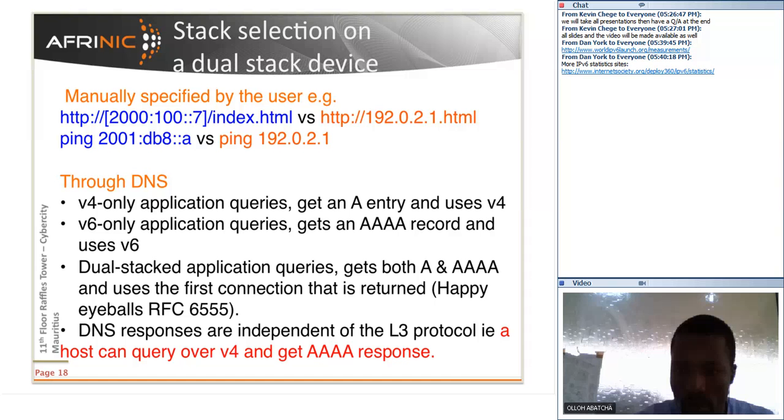When it comes to DNS, with IPv4, when you query, you get an A entry, you get an A response. However, if you're using IPv6 queries, you get a quad A response. The reason they call it quad A is because IPv6 addresses are 4 times as big, so they call it a quad A record. If you're using dual stacking, you can get either an A or a quad A.